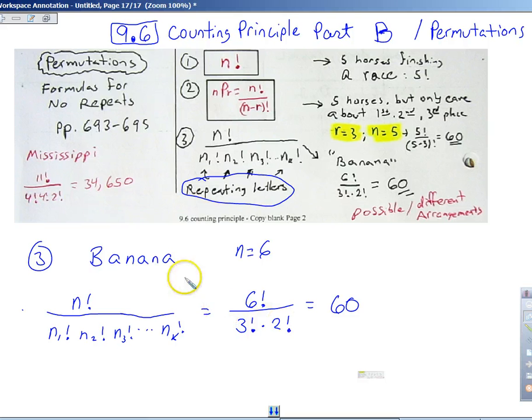And in the same way, you can try the word Mississippi and see if you get this same answer, 34,650. So these are 3 permutation formulas that we use in section 9.6.